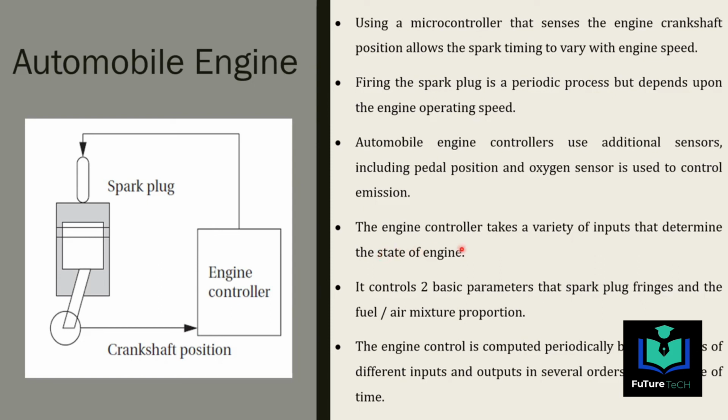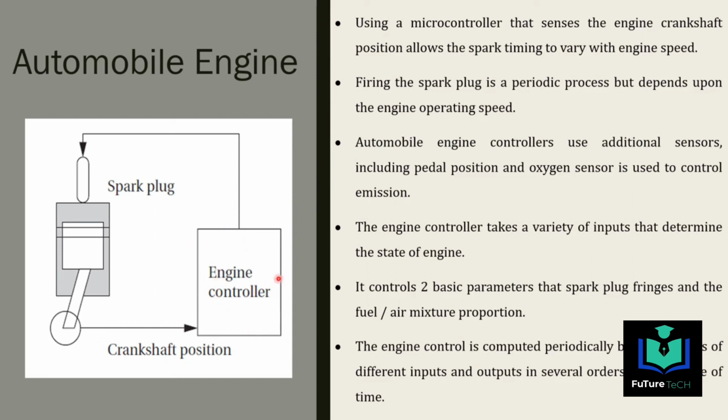so now the engine controller takes a variety of inputs that determine the state of the engine. It controls two basic parameters: the spark plug firing and the fuel-air mixture proportion. So they are the two important parameters, the spark plug as well as the mixture, that should be in a proper position. Okay, the engine control is computed periodically, but the periods of different inputs and outputs differ by several orders of magnitude of time. Okay, so now you can see that a multi-rate system is employed in this engine controller.